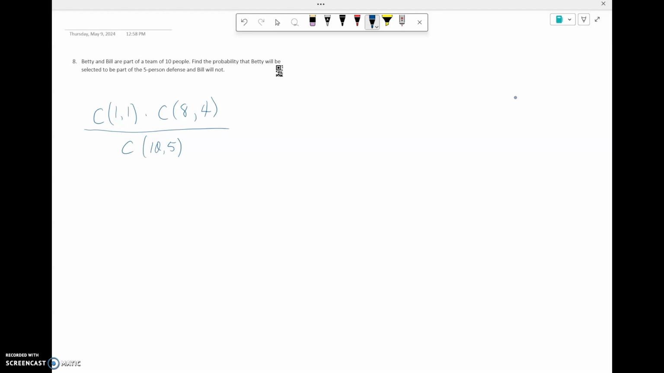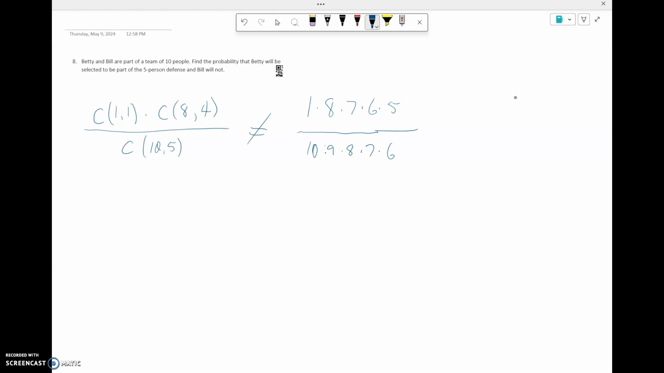So in class, we were having a hard time with this because people were saying, well, how do we arrive at the same answer but not use combinations? What we talked about was if Betty's being chosen, that's one person for the first slot, and then not Betty, not Bill, there are 8 choices for the second, 7, 6, 5, until I have all 5 positions, right? Over, for the denominator, there's going to be 10 choices for the first slot, then 9, then 8, then 7, then 6.